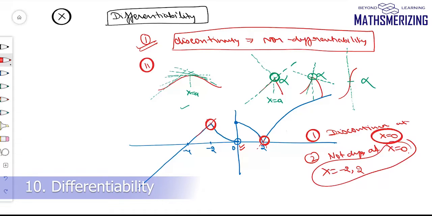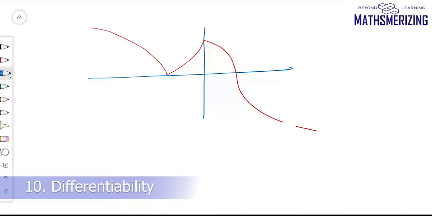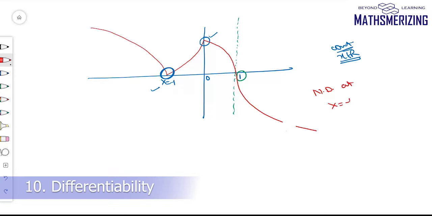Now I'll take up another example. What about the differentiability of this function? I can draw this graph without having to lift the pen. So that means I can say this function is continuous for all x belongs to R, but it is not differentiable at x equals -1, 0, and +1. So we can decide continuity and differentiability from the given graph.